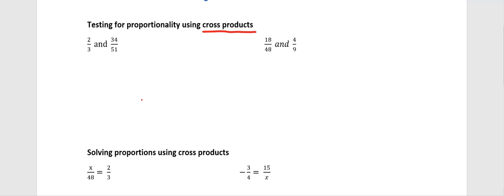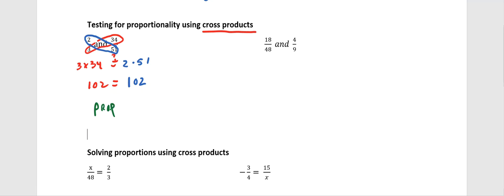So we are simply going to take the 3 times the 34, and we're going to see if it is equal to the 51 times 2. So we know 51 times 2, if we quickly calculate that, is 102. And if we go back and check 34 times 3, we will also verify that that cross product is 102. So if the two cross products equal each other, then we know that we have a proportion. So these are proportional when the cross products are equal to each other.